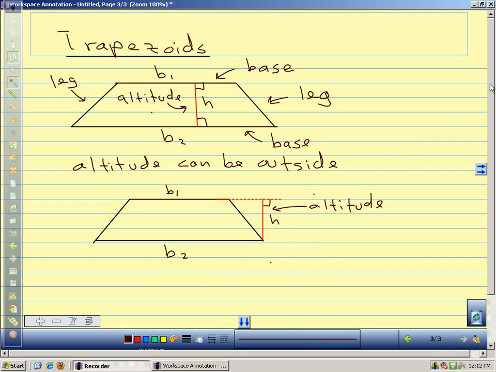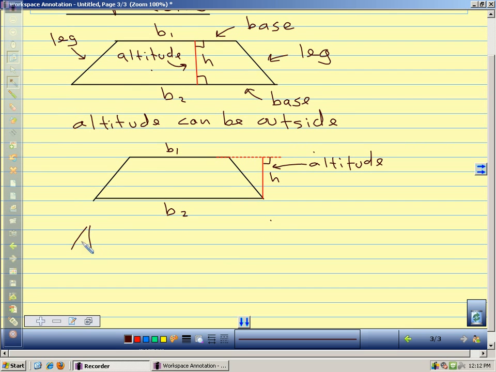And our trapezoid, our area, is going to be, does anybody know the formula for the area of a trapezoid? You're close. It has to do with B1 and B2, so you're on the right track. So the area is base 1 plus base 2 times the height divided by 2.